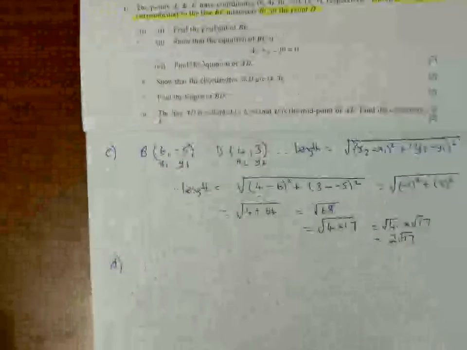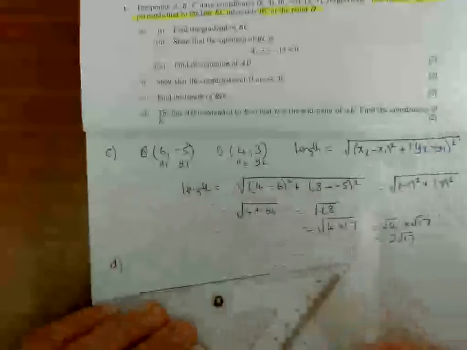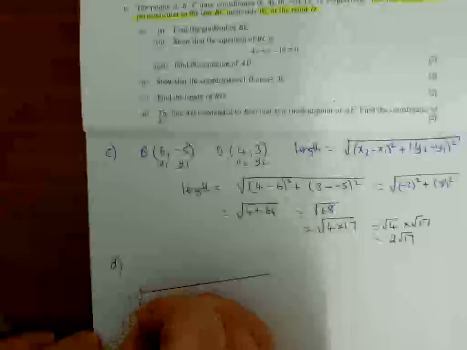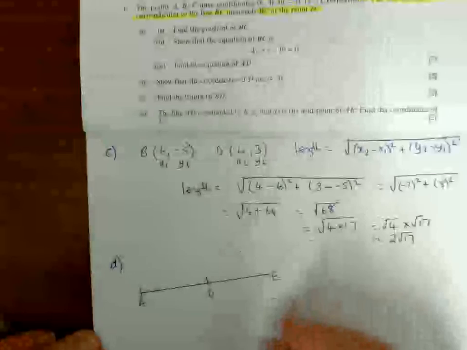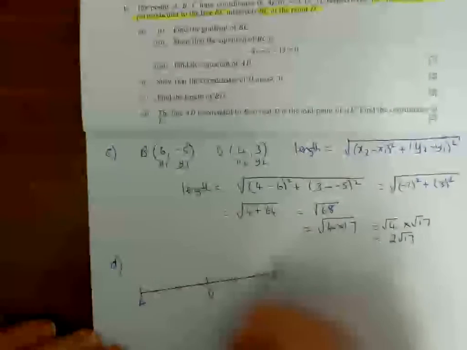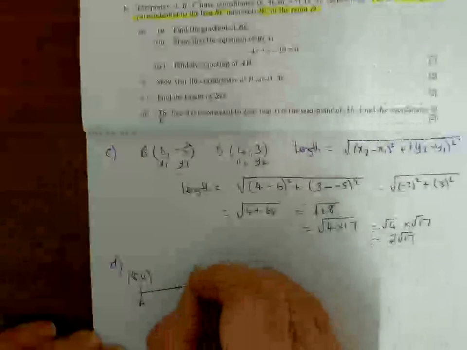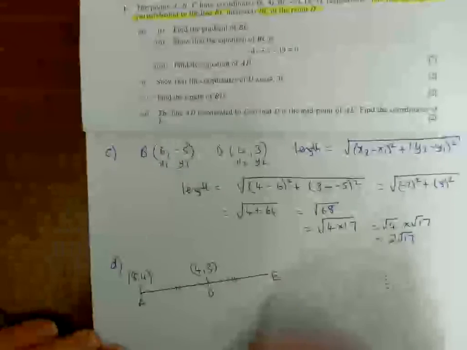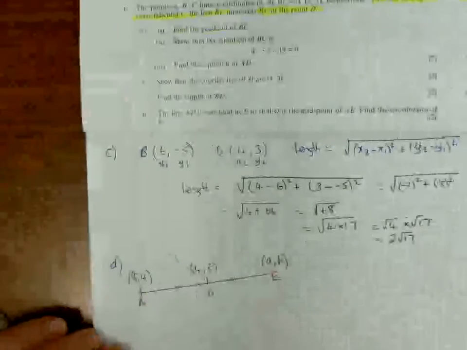Right, part D. The line AD is extended to E. So let's just sketch what's happening here. AD is extended to E, so that D is the midpoint of AE. Find the coordinates of E. So A coordinates 8, 4. D are the coordinates 4, 3. And I'm trying to find the coordinates of E, so I'll call them A, B.